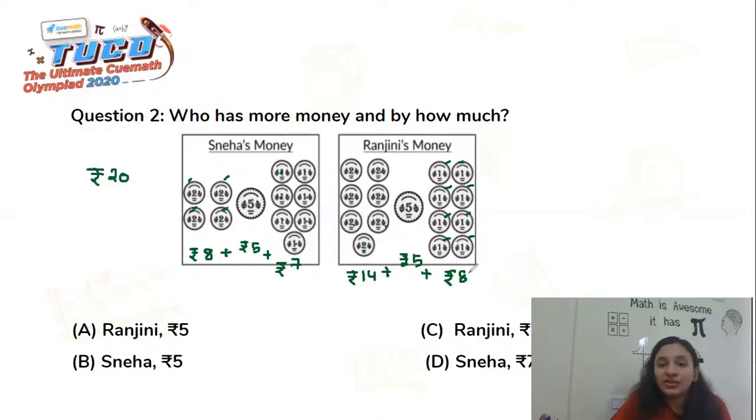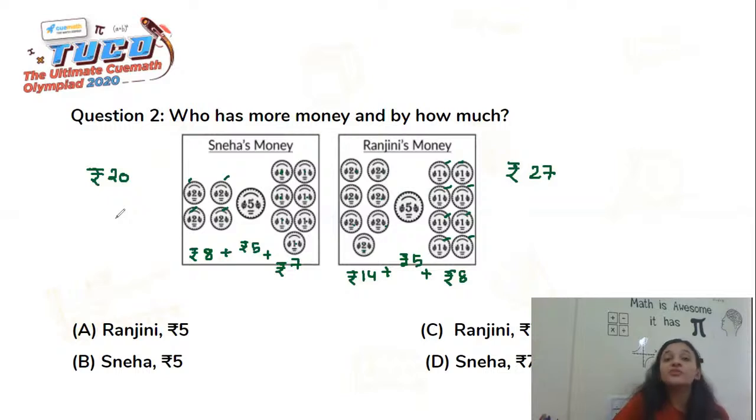So 14 plus 8 is 22. 22 plus 5 is 27. So Ranjini has 27. So we can clearly see that 27 is a bigger number than 20. So Ranjini has more money.